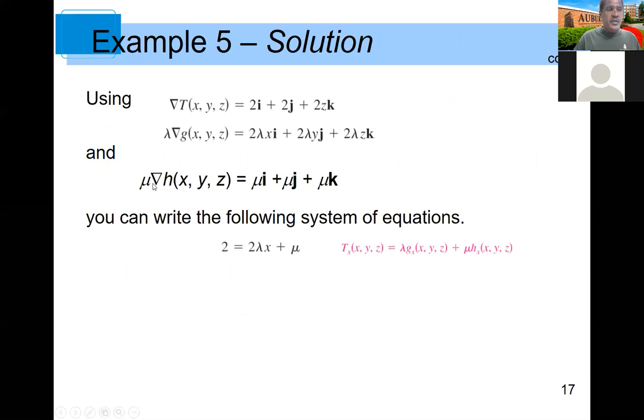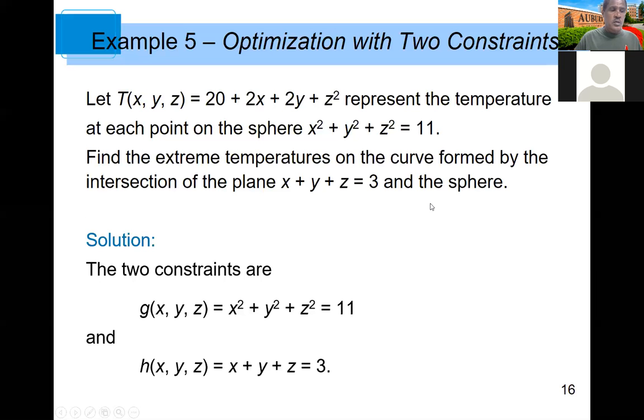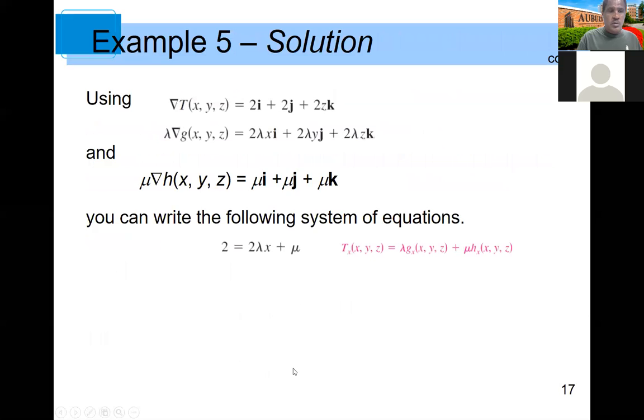And similarly, del of h of x, y, z times mu, of course. Del of h of x, y, z will be fx, which is 1, fy, which is 1, fz, which is 1, of course, times mu. When you multiply by mu, it will be mu i, mu j, mu k.